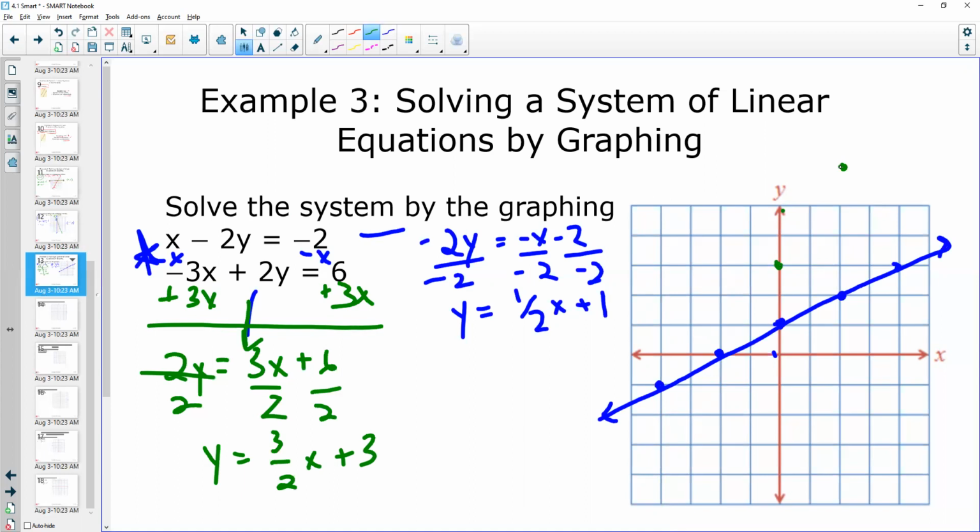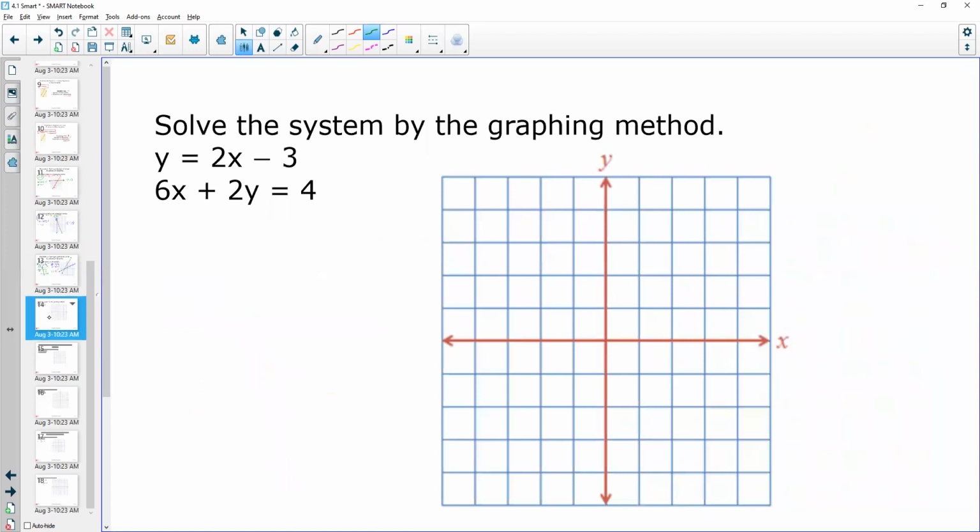Maybe I'll go the other direction. 1, 2, 3. Up. And there we go. So sometimes you have to experiment a little bit to figure out where they're going to cross. In this case, they're going to cross at -2, 0. And you can and should check yourself to make sure it's right. This one is. Okay. All right, you try this one, pause the video, do the same process.